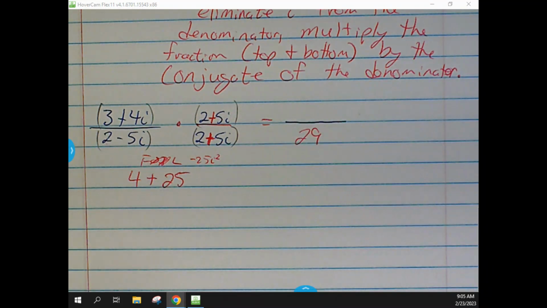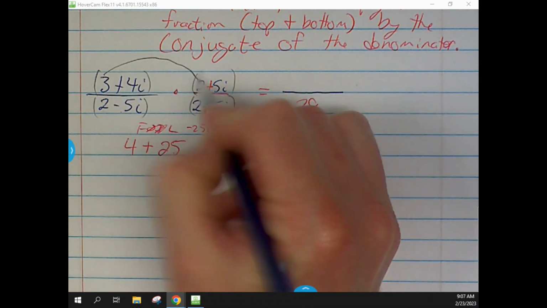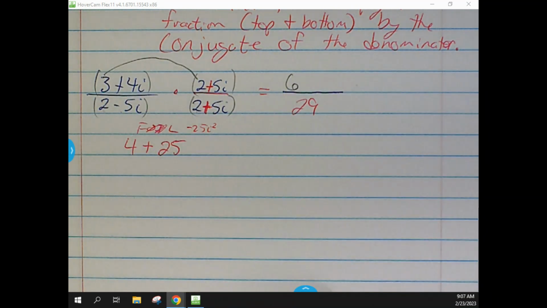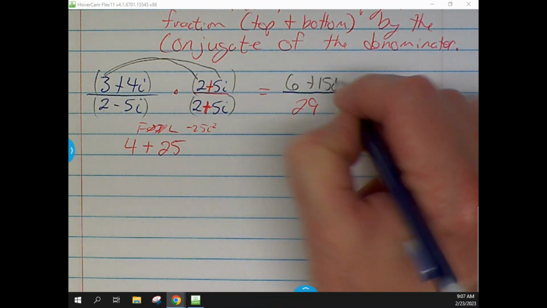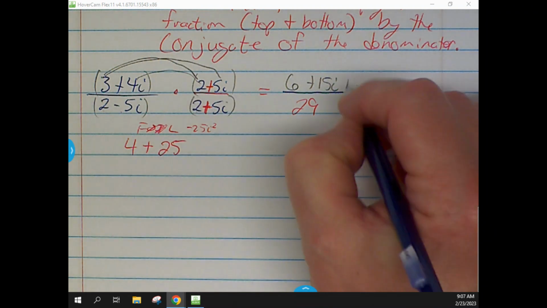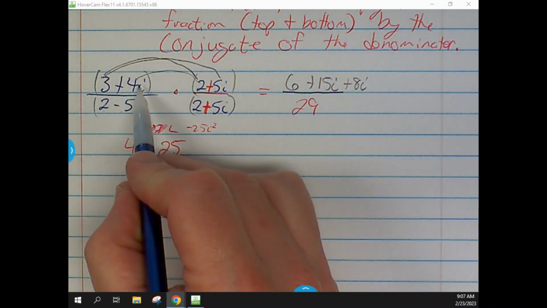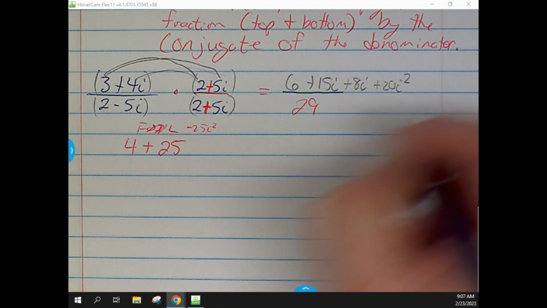Yes. Okay, now the top part. It's just going to be the full method. There's nothing really you can do with it for a shortcut. So it's 3 times 2 for 6. It's 3 times 5 for 15i. Then we've got 4i times 2 for 8i. And then 4i times 5, it'd be 20i squared.